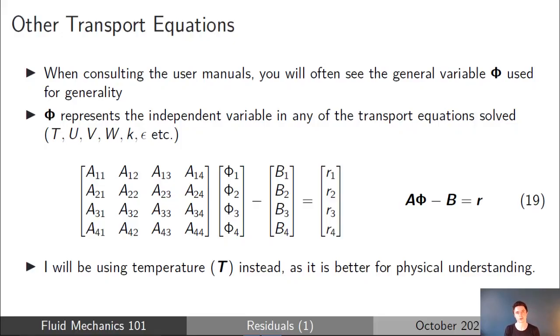But for this talk, I tend to not like using the general variables because often it's easy to lose track of what they physically mean. And I'm just going to be using temperature for my variable phi and only considering the energy equation. But it's worthwhile noting, of course, that what we go through here in this talk for energy, you can, of course, do for any of the other variables, and the approach is exactly the same.